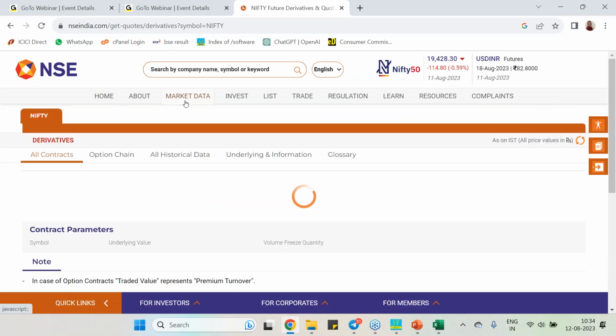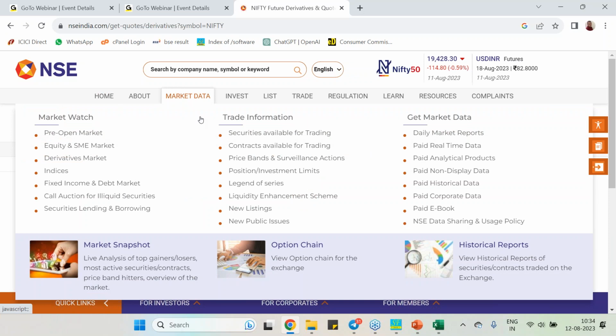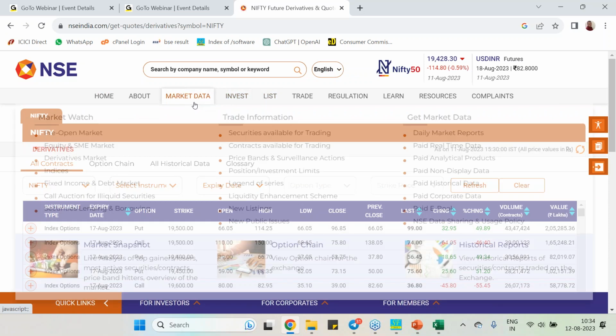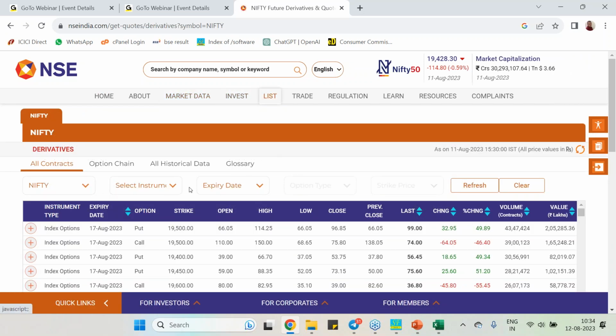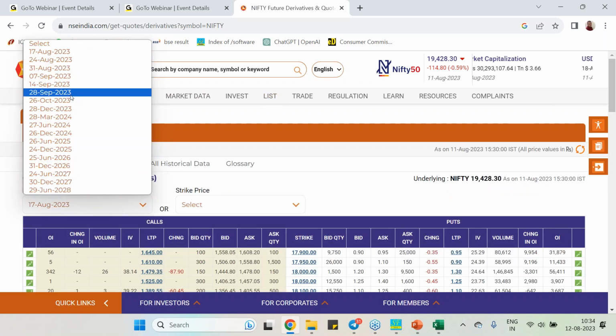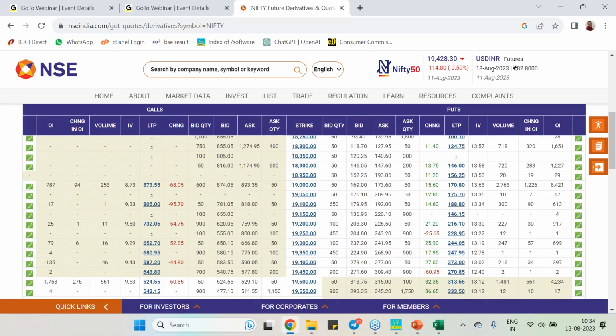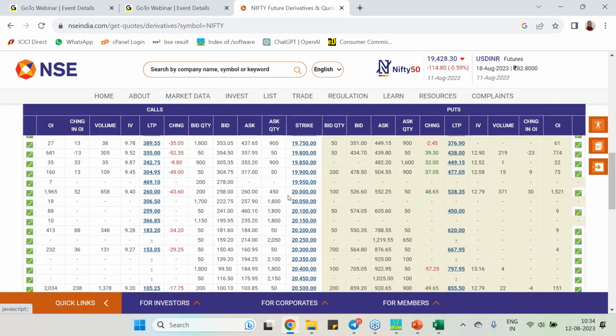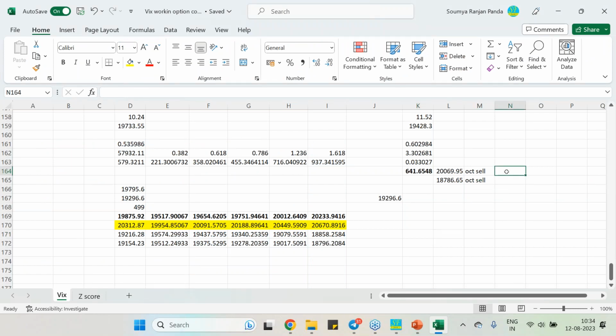If you do only this strategy, it will also work. This 600-point move is not going to happen in one day. It will take time, so definitely theta will have an impact. October is also open, so 20,050. The 20,000 call option is there at 260 rupees. So sell the October 20,000 call at 260.